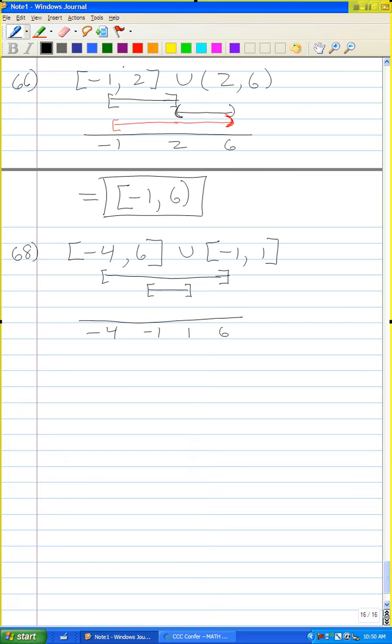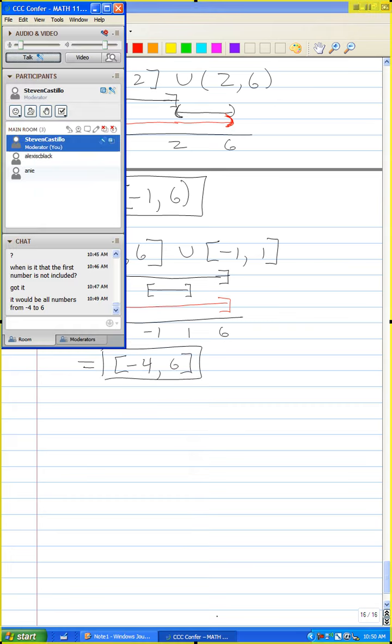of these two sets is, well, everything from -4 to +6. And so that's your answer. -4 to +6. Yep, it'll be all numbers from -4 to +6. Correct.